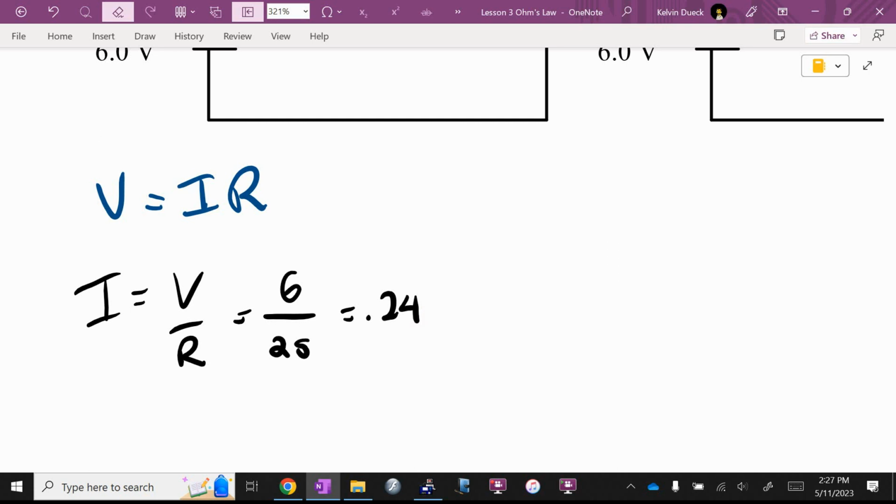Units, current. I know it's new. I'm not mad. What are the units for current? Anybody? Amps. Okay. You will have to memorize that, but you will.